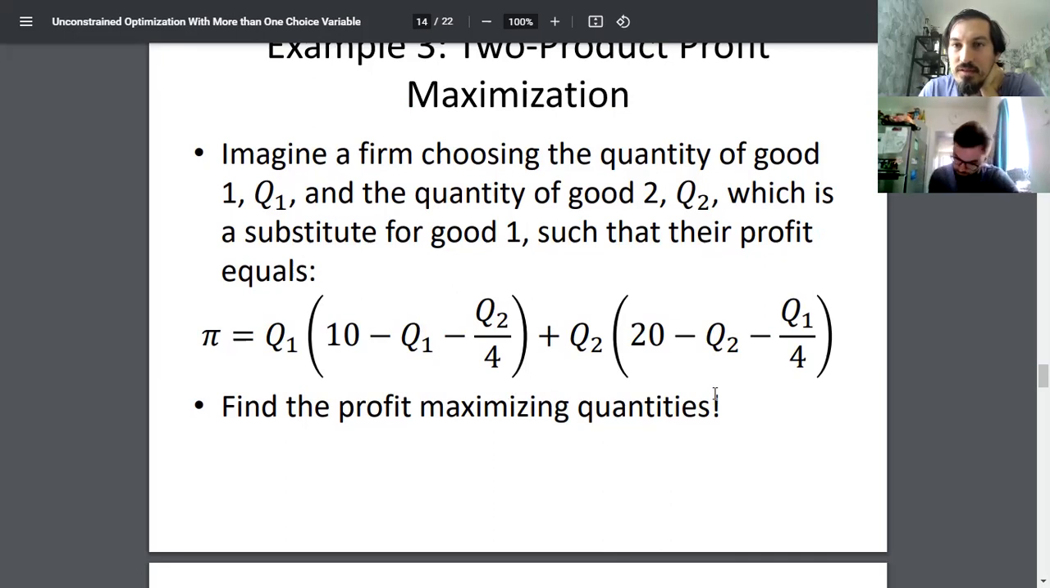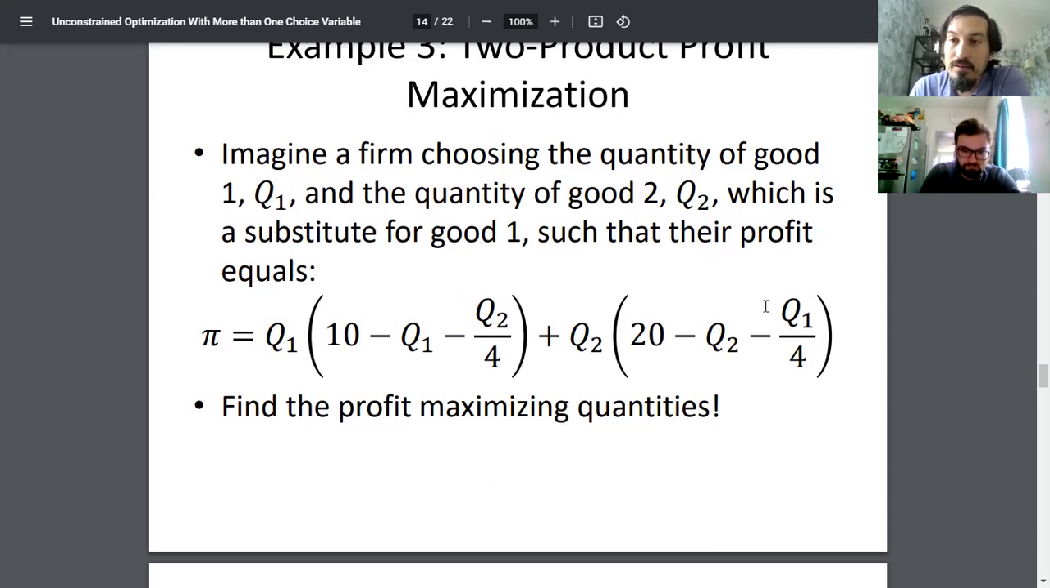Find the profit maximizing quantities. This is a maximization problem, an optimization problem where the two choice variables are Q1 and Q2, right? It's not X and Y, but that's okay. This whole function is the thing I want to maximize.